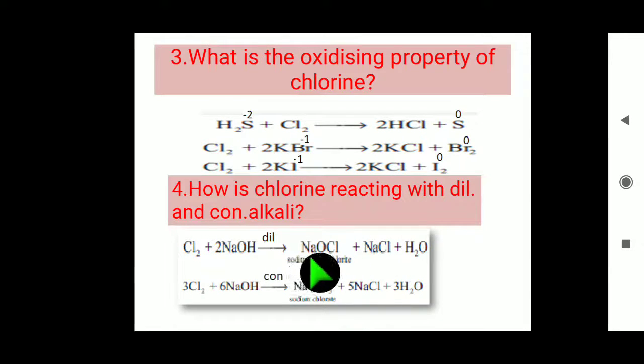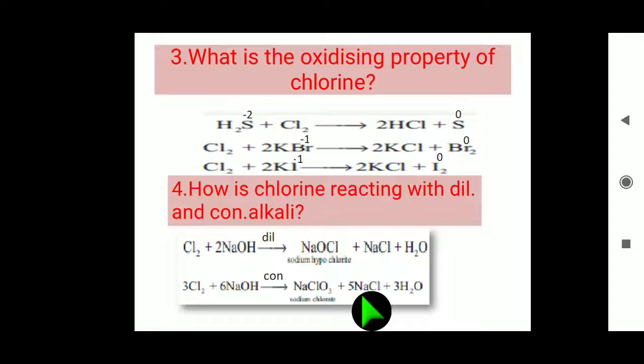Here the right side sodium, 2 sodiums are here, that's why I write 2. Then oxygen 2, so 1 1 2, hydrogen 2, here also hydrogen 2, equation is balanced. Chlorine also 2, here 2. Then when concentrated alkali, sodium hydroxide, is treated with the chlorine gas, sodium chlorate will form.